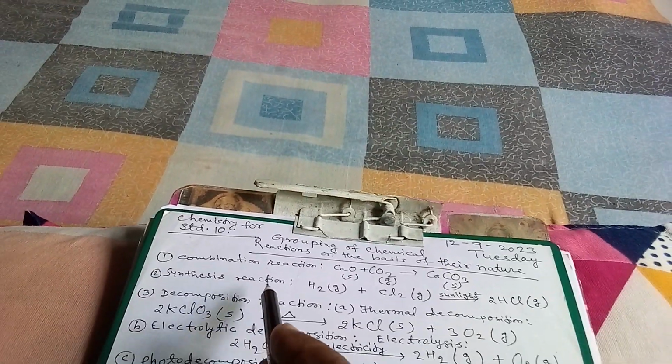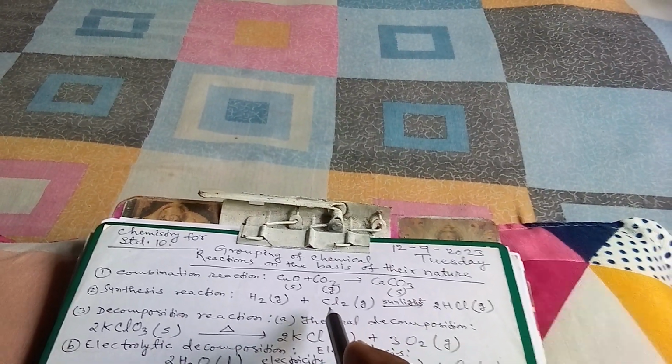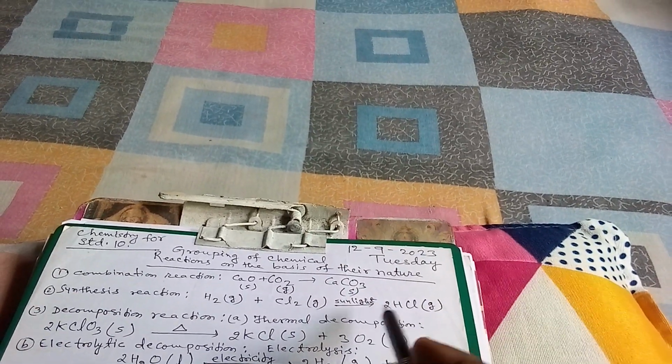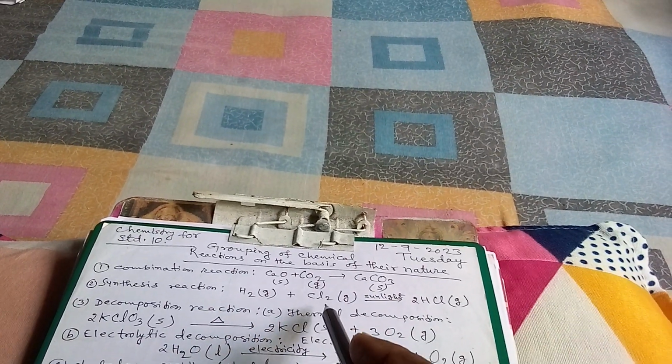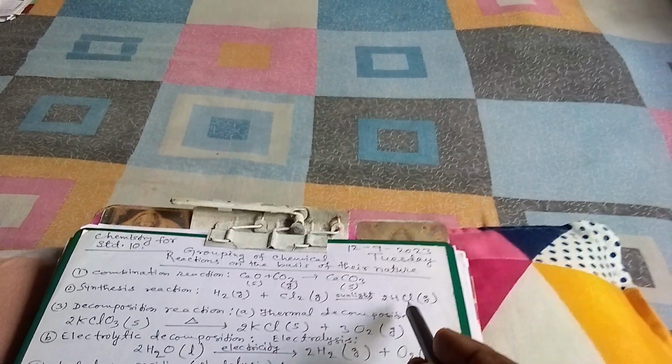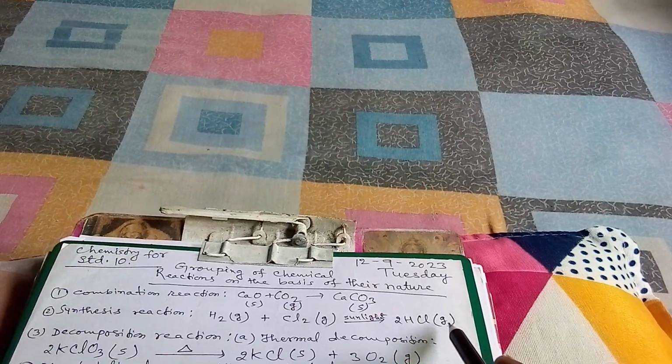The second reaction is synthesis reaction, in which two different substances combine in the presence of some external factor. Here it is sunlight, and it gives a new substance. Here hydrogen, which is a gas, and chlorine, which is also a gas, both combine and give us hydrogen chloride gas. As always, G stands for gas, S stands for solid, AQ stands for aqueous, that is liquid, and L also for liquid.